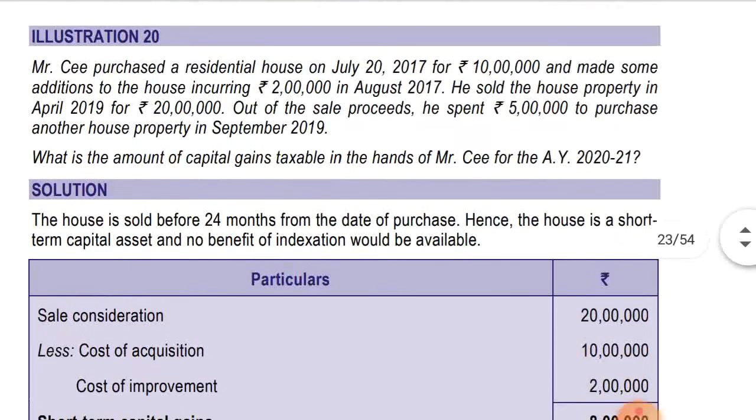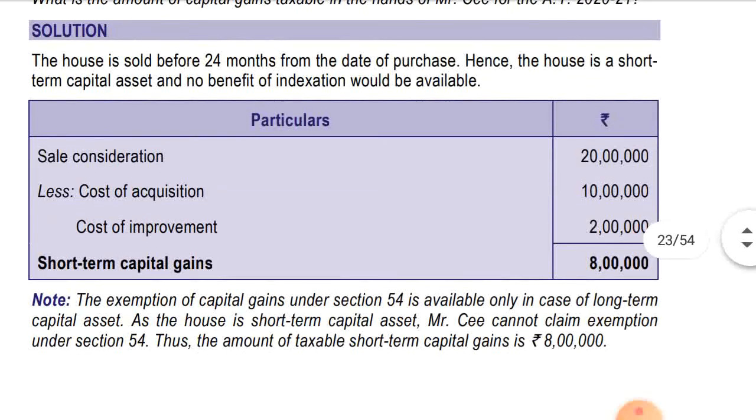In this case, Mr. C is an individual, but the capital gain that has arisen is short term, so 54 exemption is not available. 54 exemption is available when residential house property is sold and another residential house property is purchased or constructed. Okay, so in this case it's not long term, so exemption 54 is not available.